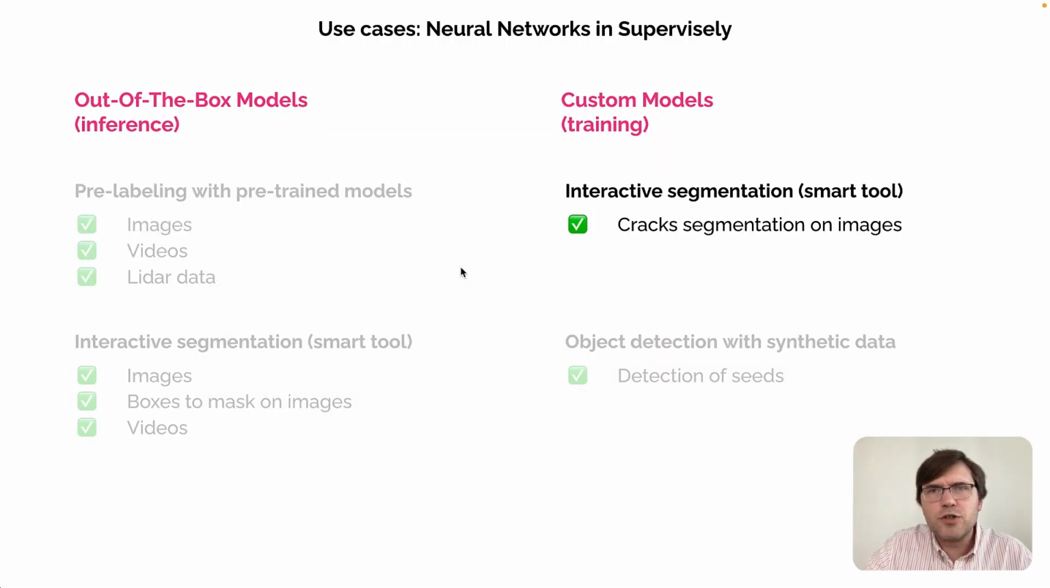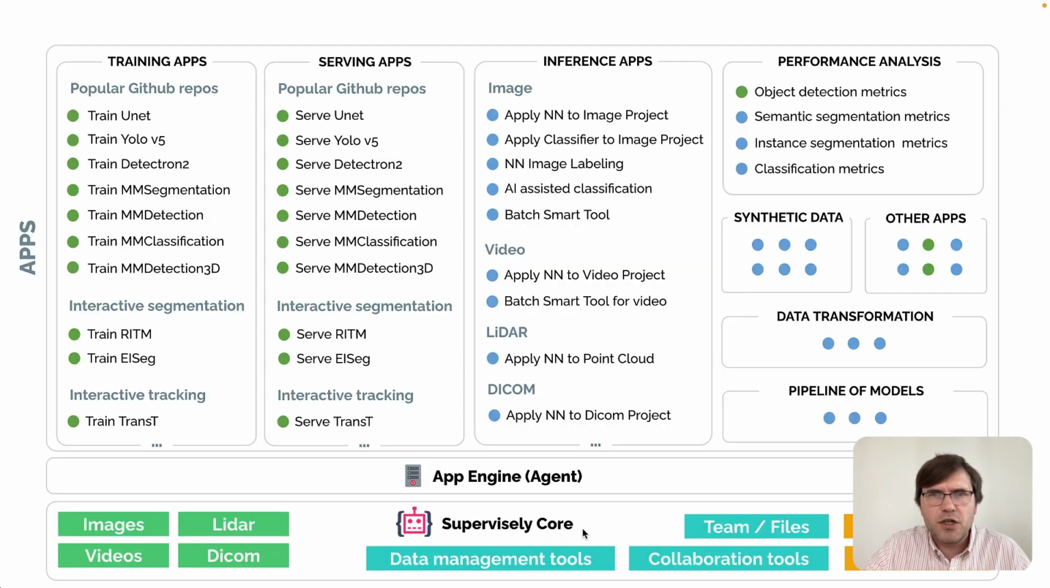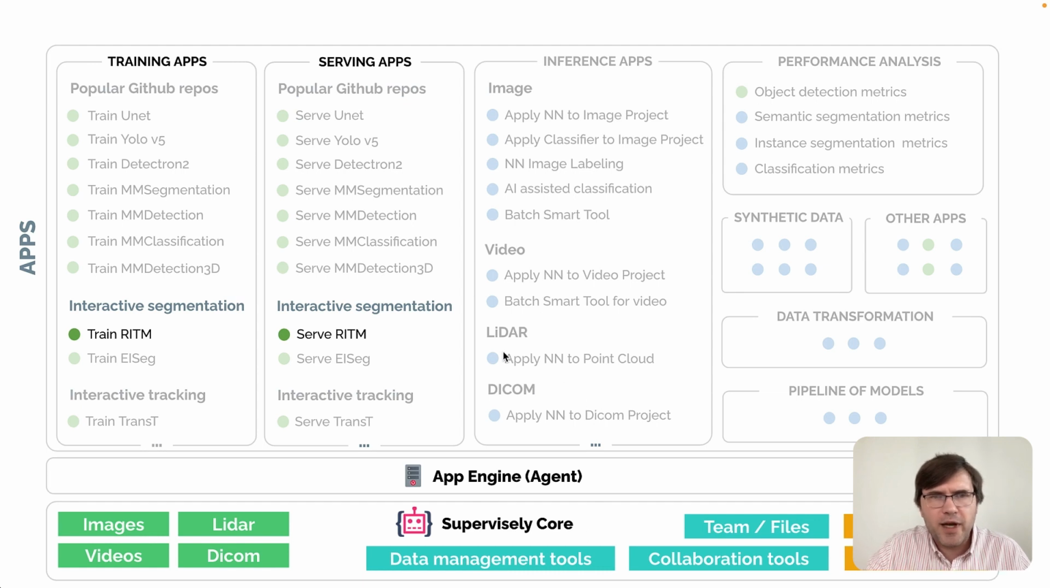Now let's move on to the next section, where we actually have to train models. I will also use the interactive segmentation example and illustrate the case where the model doesn't work out of the box for some reason, and what we can do about that. So the task is to train an interactive segmentation model to label cracks with masks. For this example, we will just need two apps, one training app and one serving app.